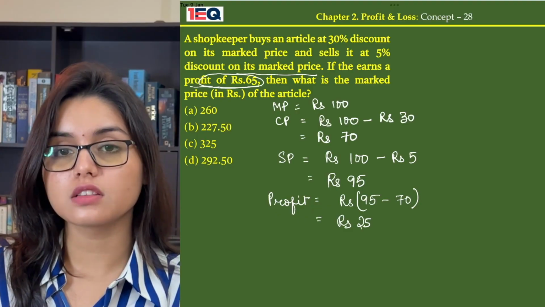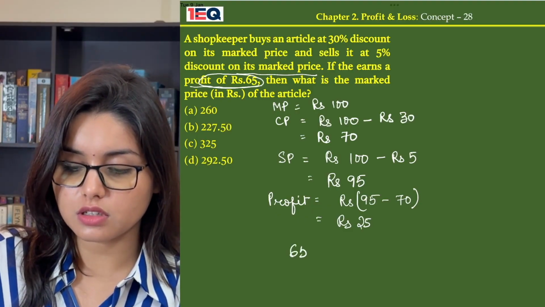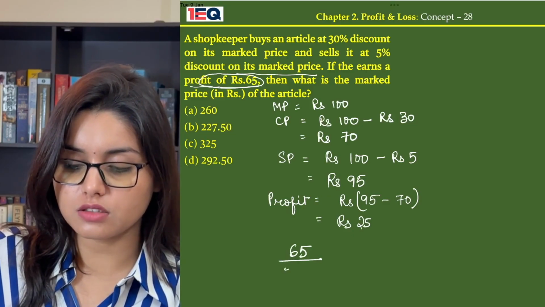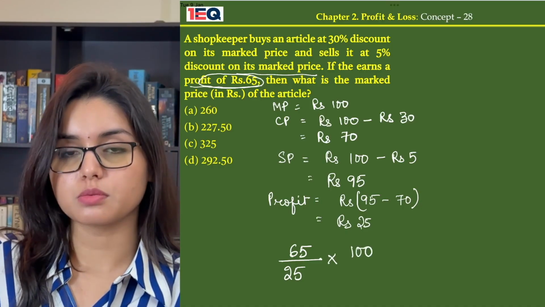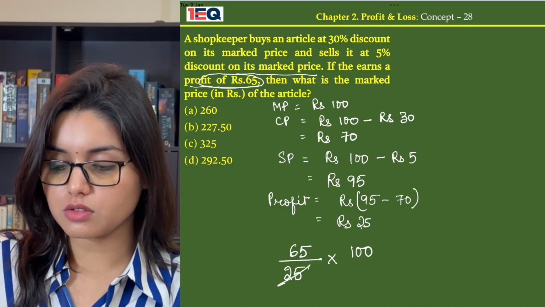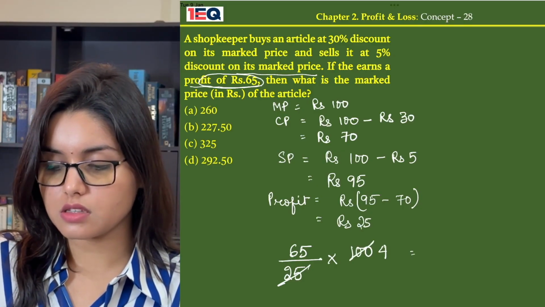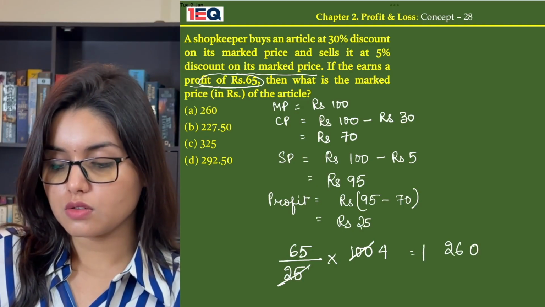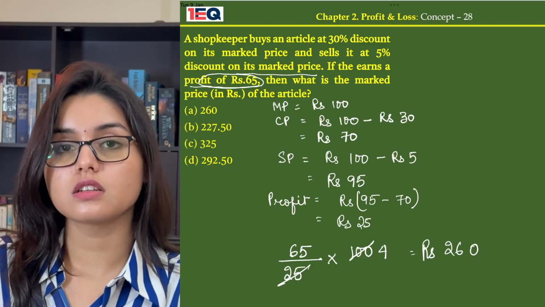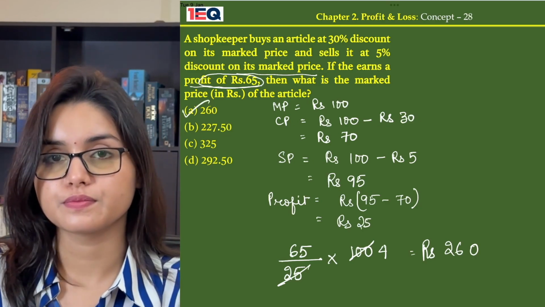So in order to find the marked price, we will put the actual profit he earned divided by our assumed profit into the assumed marked price. So on dividing 100 by 25, we get 4, and this gives us 260. So the marked price of the article is rupees 260, that is option A.